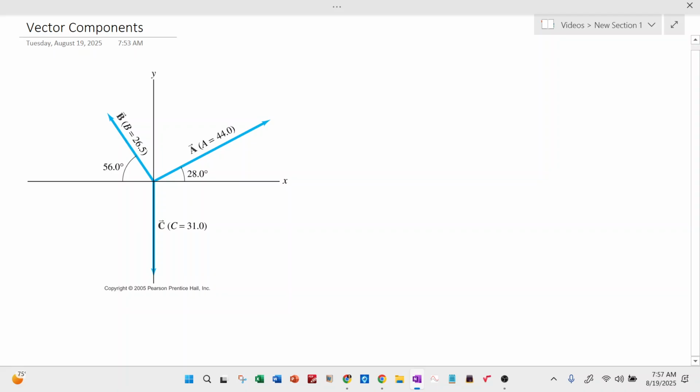So vector A is 44 units at an angle of 28 degrees from 0 degrees. We always go counterclockwise from 0 degrees unless there's some special circumstances. Same as in math class. So the vector components would represent how far to the right and how far up this vector A goes.